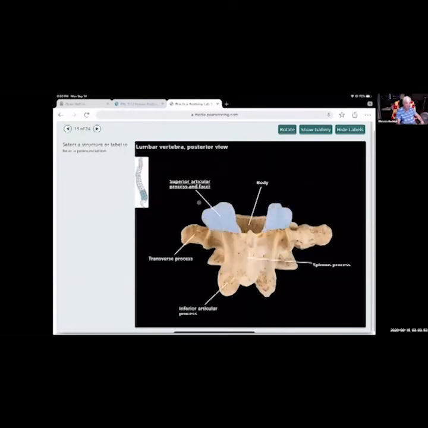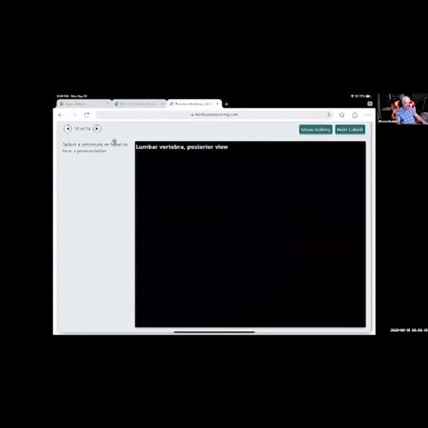Okay, lumbar vertebrae, again, looking at it from the posterior view here. The superior articular process, this is the body. Okay, the spinous process, which points directly to the back, posteriorly. Inferior articular process, and the transverse process. Again, same covering, same names. This is the posterior view.